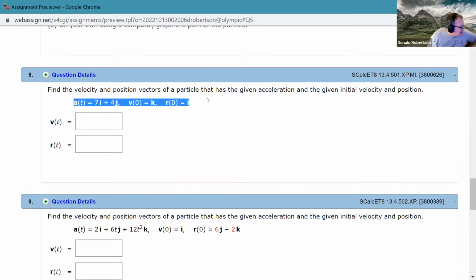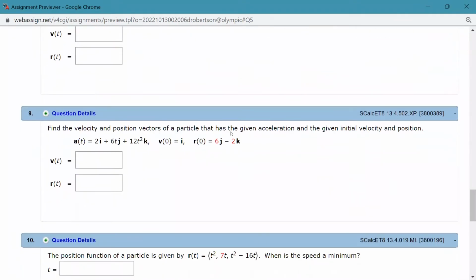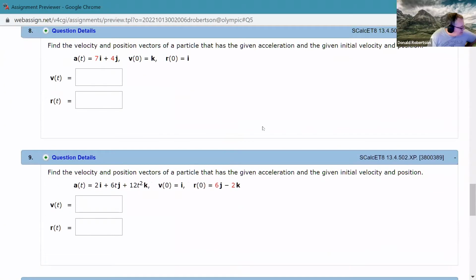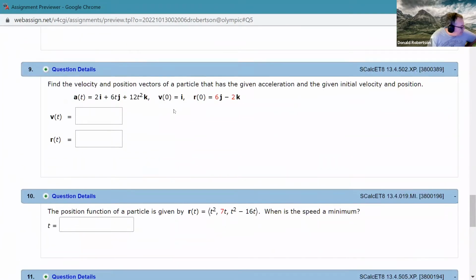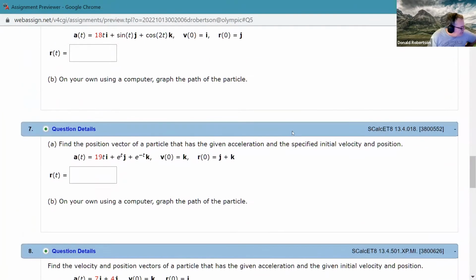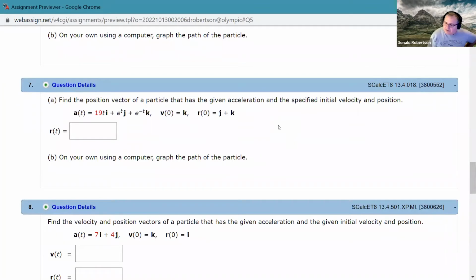Okay, question 8 looks pretty straightforward, I would say. And that's the last one in this group, right? Just question 9. I think we should do one more. You agree? Just to see it.